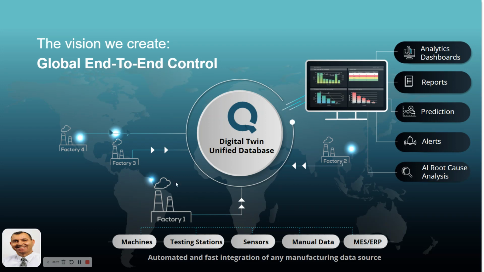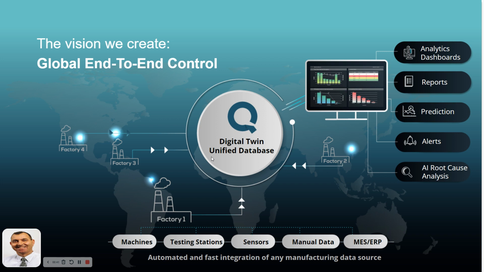We need to be able to take data from machines, from test equipment, from sensors, from manual data, and data from other systems that we have in place. This needs to be taken from every plant, including from our contract manufacturers. The entire data needs to be collected in real time and unified into a digital twin database.